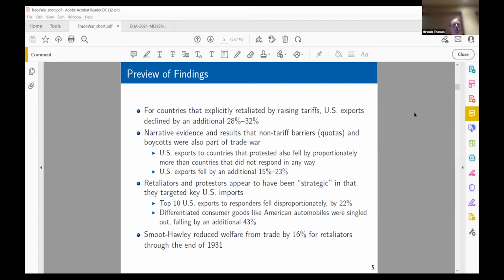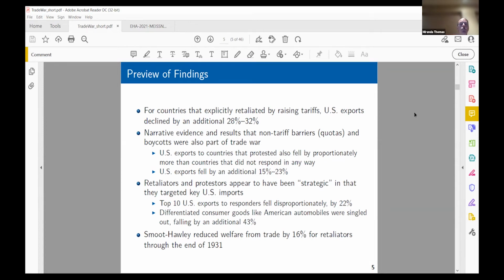And there's substantial narrative evidence that we present in the paper that shows that there are not only countries imposing tariffs, but also non-tariff barriers that are used. For example, quotas on the importation of U.S. automobiles, and then boycotts. Like the Italian Automobile Club organizes a boycott. In Uruguay, they're boycotting U.S. automobiles.